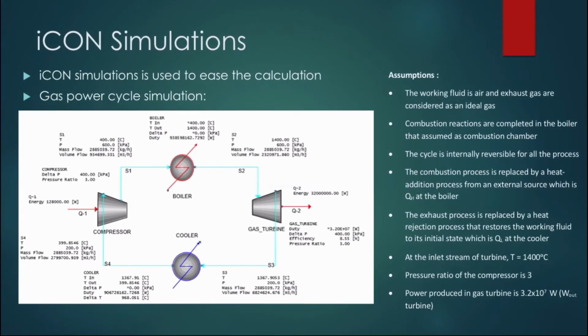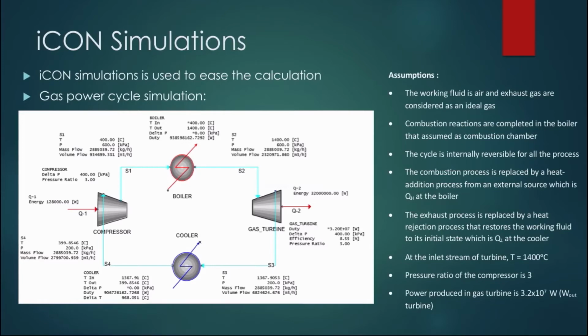Aspen simulations are used to ease the calculations. The diagram shown is a gas power cycle simulation, and while creating it, a few assumptions were made that are shown on the slides. In the gas turbine power cycle, the working fluid is air. The cycle starts with the low pressure air Q1 being compressed to a high pressure gas after going through the compressor. The high pressure air S1 is then combined with fuel injected into the boiler, with consumption of heat to combust, which produces carbon dioxide, water, and heat.